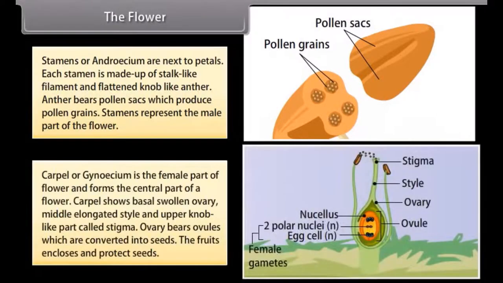Carpel or gynoecium is the female part of the flower and forms the central part of a flower. Carpel shows a basal swollen ovary, a middle elongated style, and an upper knob-like part called stigma. Ovary bears ovules, which are converted into seeds. The fruit encloses and protects the seeds.